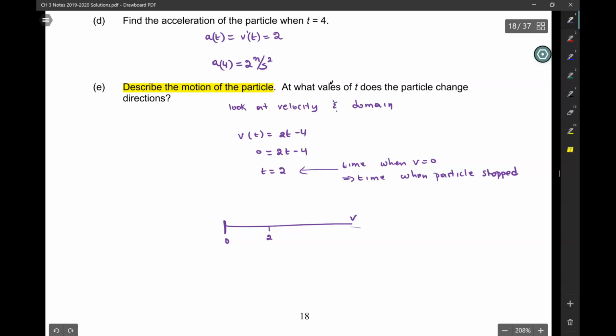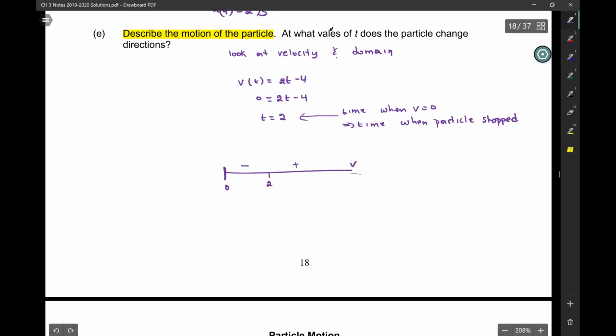So I pick a point like T equals 1. I plug it into velocity. 2 minus 4 gives me negative, right? So V is negative there. After 2, V will be positive. I plugged in a point from here, like 1 into here, and then I plugged in a 3 into here.